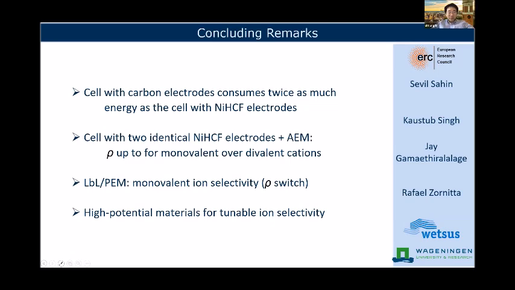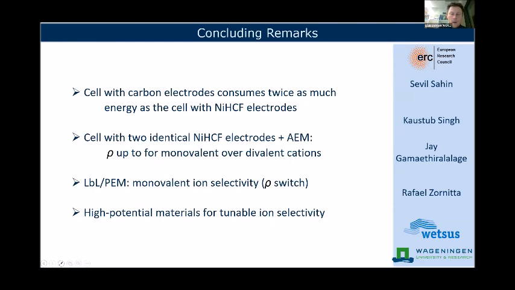Okay. And also, why? I probably missed that, but what's the justification of putting the LBL, the polyelectrolyte multilayer, on top of the ion exchange membrane? Why don't you just apply that to the electrode? That would, of course, also be a possibility.